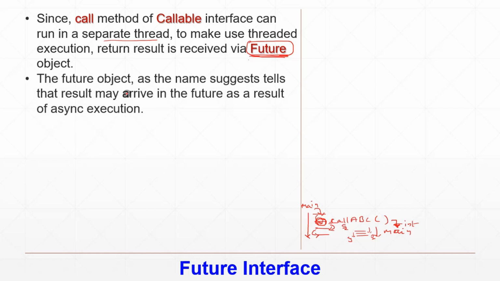The future object, as the name suggests, tells that the result may arrive in the future as a result of asynchronous execution. So that's why we call this a future object. The future object will act as a placeholder, and the placeholder will be filled later by a parallel running thread in some other thread context. So once that thread finishes, it will fill the return value in this future object.